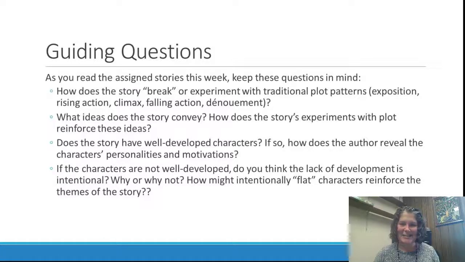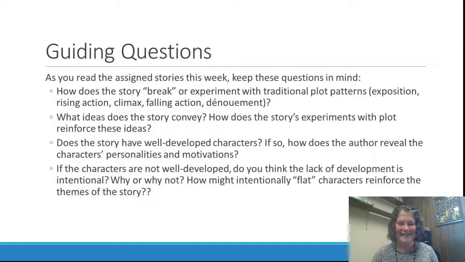So as you're reading the stories for this week, I want you to pay attention to the ways in which they play with or experiment or break the expectations that you have for what stories should sound like and how stories should be structured. I have some questions for you to think about. The first question is about how the stories experiment with plot. I want you to think about how the story breaks or experiments with traditional plot patterns, remembering that traditional pattern that starts with exposition, then rising action, then the climax, then falling action, and finally a resolution.